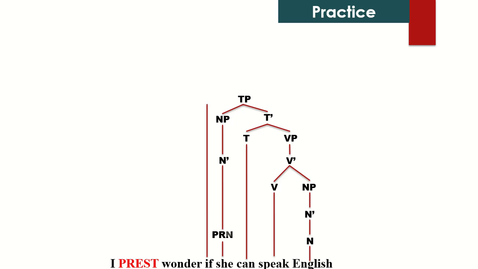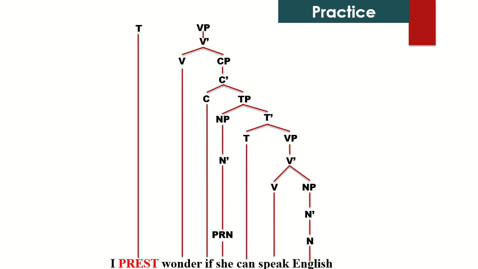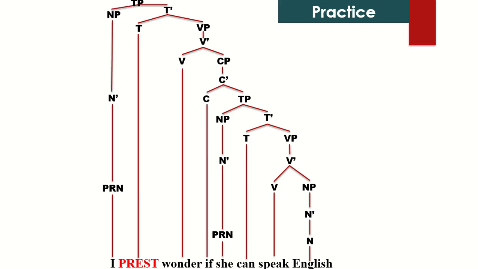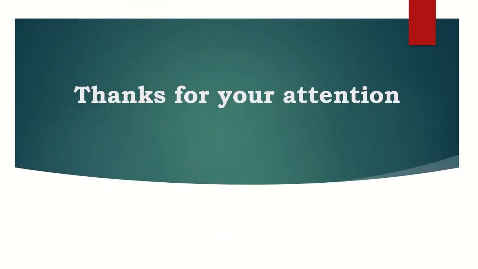This TP is presented by the complementizer if, so C, TP, C bar, CP. This CP is the complement of wonder, so I wonder what, if she can speak English. So V, CP, V bar, VP. Finally, the tense is the present, T, VP, T bar. And finally, the subject of the main clause is a pronoun, N bar, NP, NP, T bar, presents the TP.